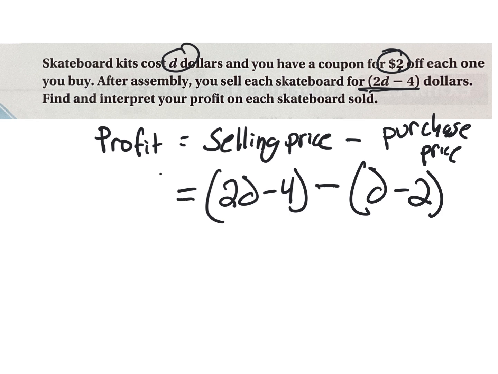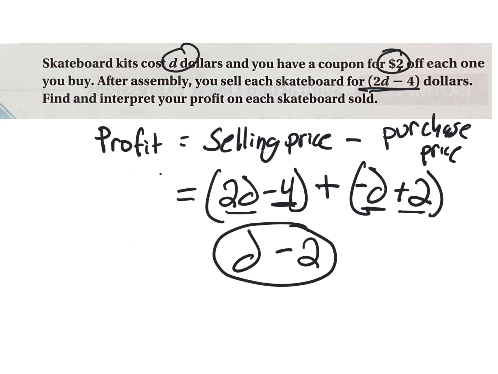Combine the like terms. It's a subtraction, so I'm going to add the opposite. So now here I have 2D with a negative D. That leaves me with a D. And I have a negative 4 plus a positive 2. That leaves me with a negative 2. So your profit on each skateboard sold is D minus 2. You pay D minus $2 for each kit, so you are doubling your money.